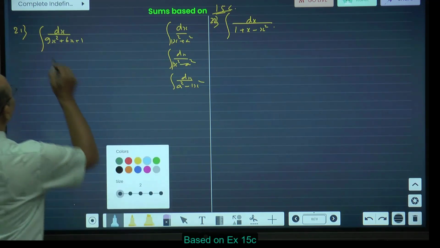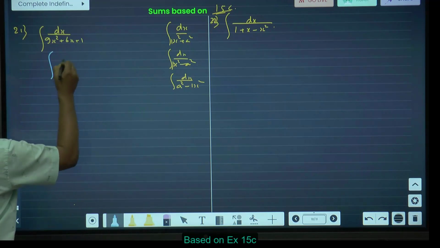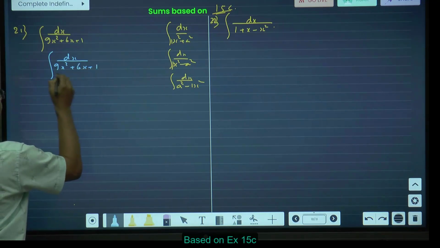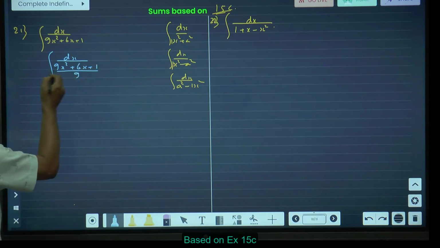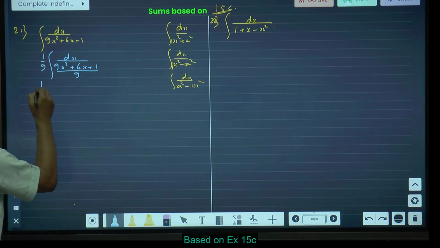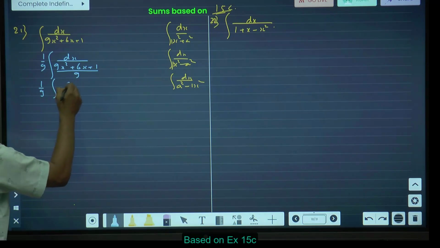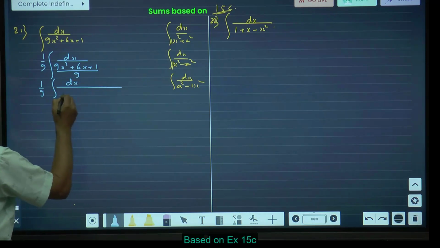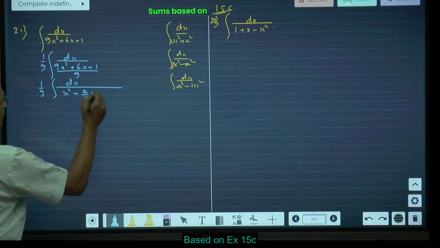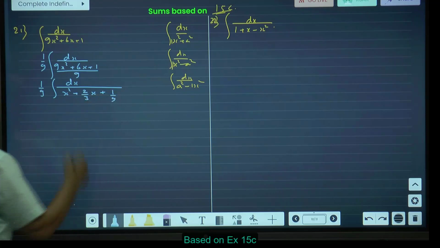So here I am going ahead now. What I am going to do is, dx upon, this will become 9x square plus 6x plus 1, divide by 9, because I want to eliminate this 9, and I multiply by 9. So what happens now quickly? 1 upon 9 dx upon, this will become x square plus 2 by 3x plus 1 by 9.